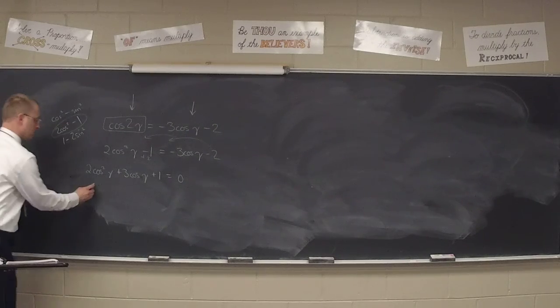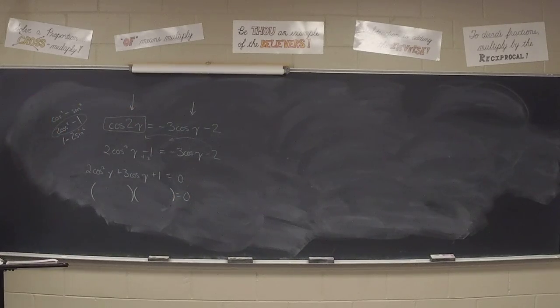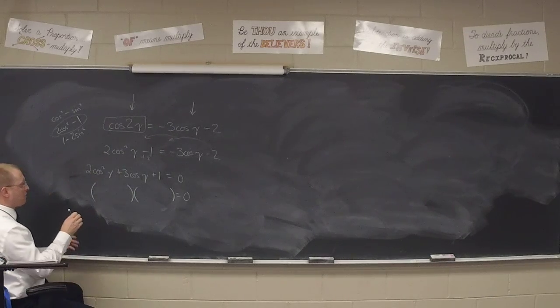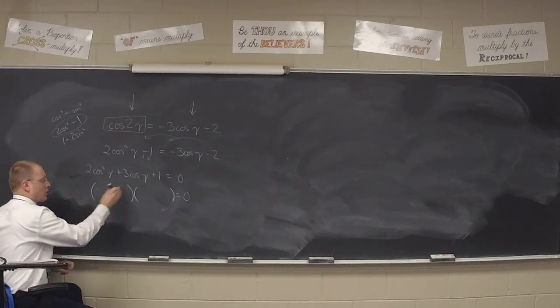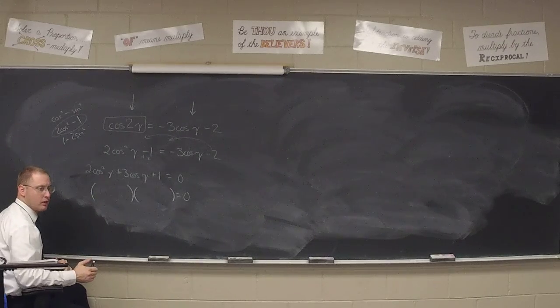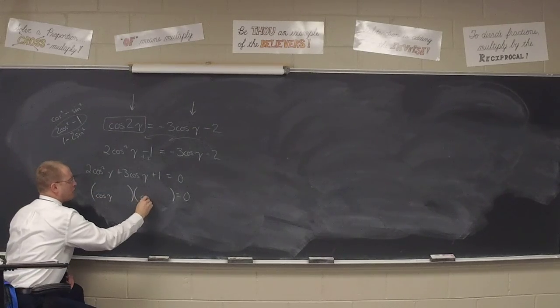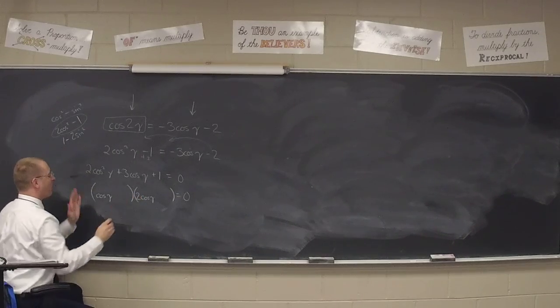Factor. All right, Quentin, how would we factor it? Cosine squared and cosine squared would be cosine to the 4th. Cosine and cosine would be cosine squared. I wanted 2 cosine squared. Put 2 in front of 1. There we go. 1 cosine and 2.